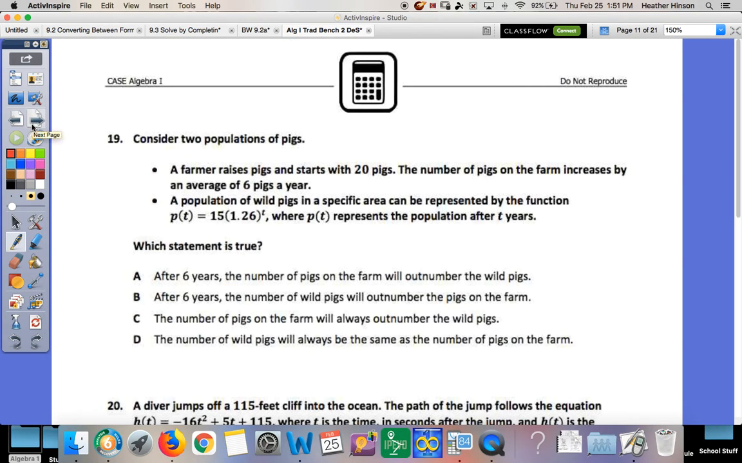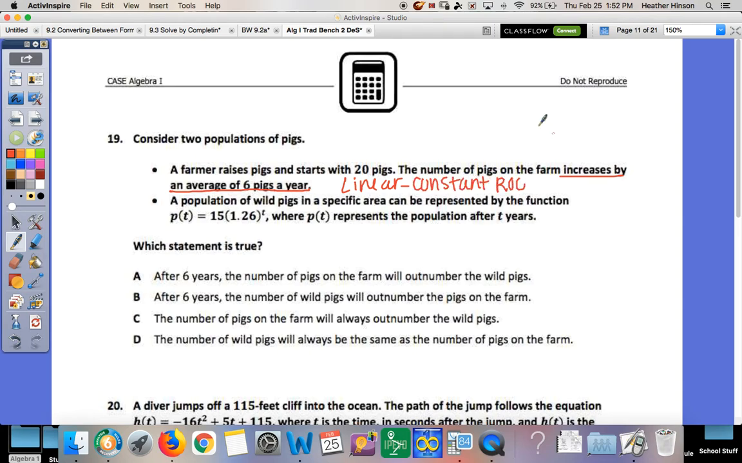19. Consider 2 populations of pigs. A farmer raises pigs and starts with 20 pigs. The number of pigs on the farm increases by the average of 6 pigs a year. This problem is linear. If you're talking about increasing by an average of a constant rate, just 6 a year, that's a constant rate of change, which makes it linear.